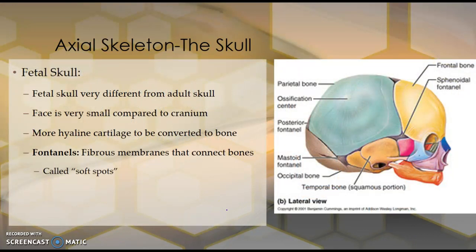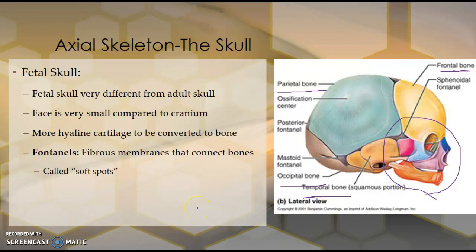So we're going to talk a little bit about the fetal skull because I think it's important. And the fetal skull has similarities and differences between the adult skull. So as you can see, we definitely can see some of the same bones. There's a frontal bone, a parietal bone, the occipital bone, temporal bone, and then here's some facial bones.